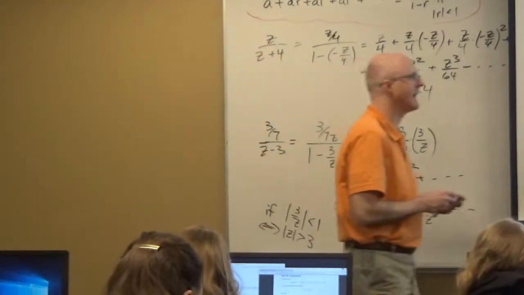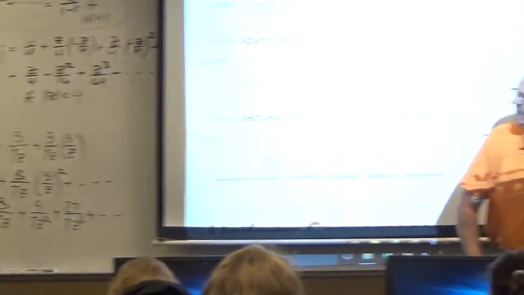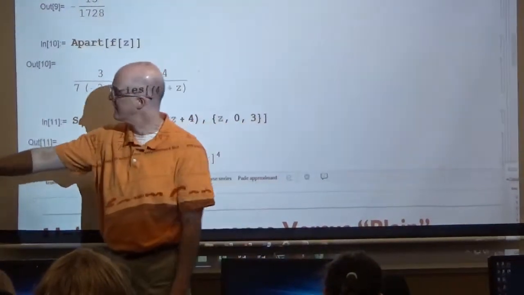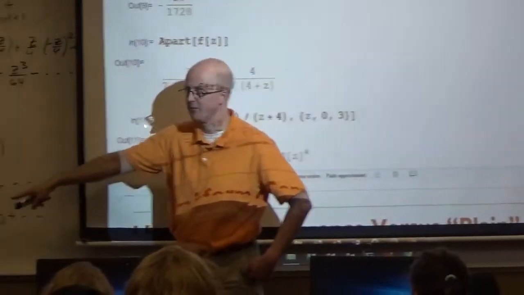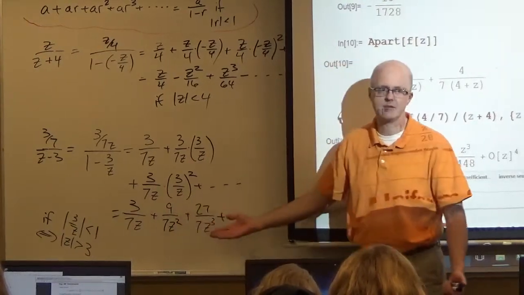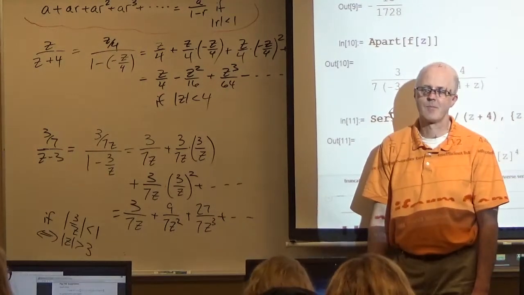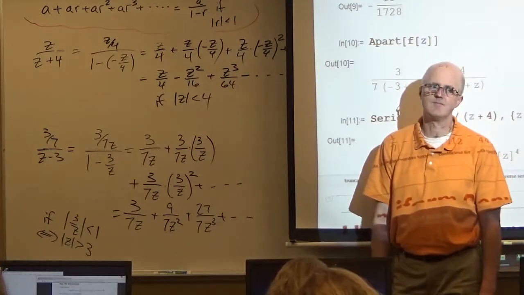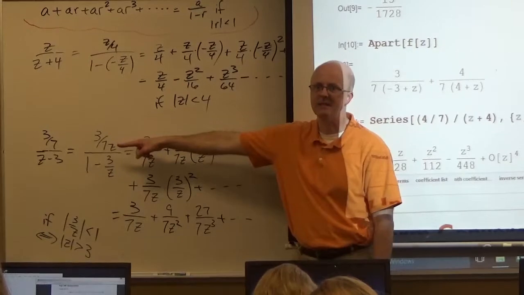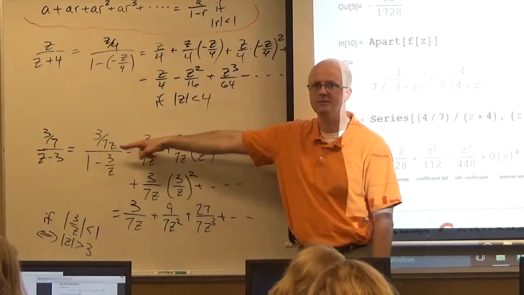It's going to converge outside the disk of radius 3 centered at the origin. It's a Laurent series, not a Taylor series. For a Taylor series, you need non-negative powers of z. Here we have negative powers of z. I could write this as 3/7 z to the negative 1, plus 9/7 z to the negative 2, plus 27/7 z to the negative 3. It's not a Taylor series. To give it a new name, we call it a Laurent series for this function centered at z equals 3, and it converges outside the disk of radius 3, centered at the origin.